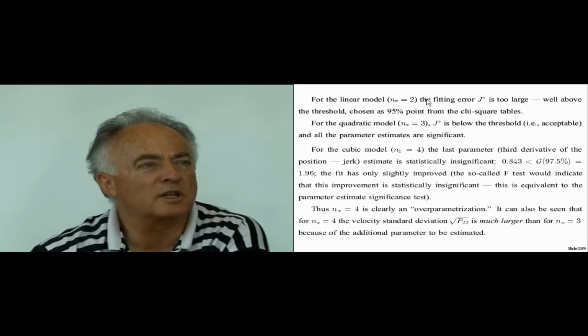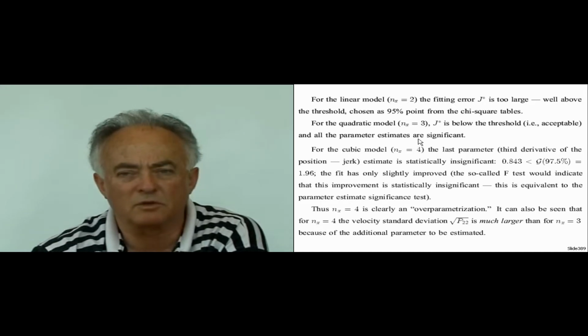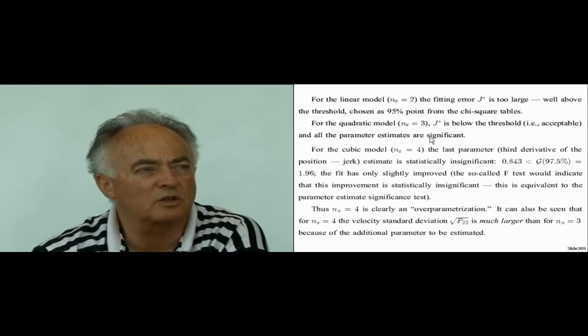So here's an additional reason why we should not overfit. Okay, to summarize, for the linear model, the J star was too large, well above the threshold, the 95 percentile point, therefore unacceptable. The quadratic model, that's nx equals 3, J star was below the threshold, therefore it is acceptable, and all the parameter estimates are significant. We see no problem with nx equals 3.